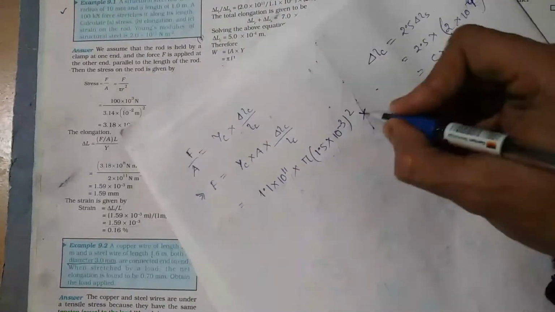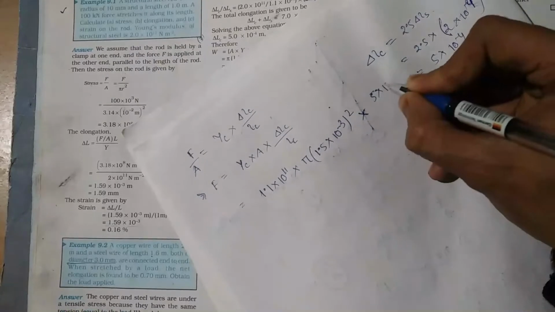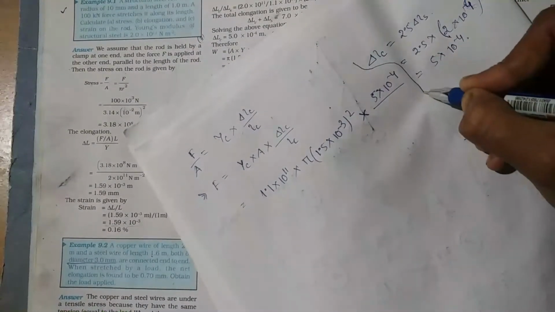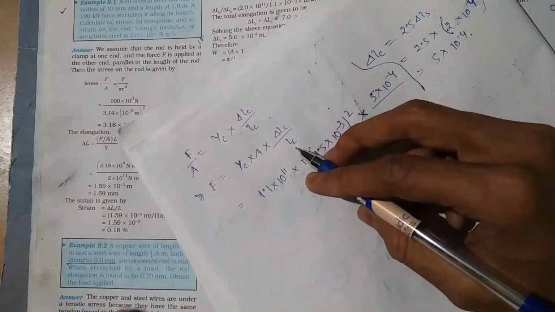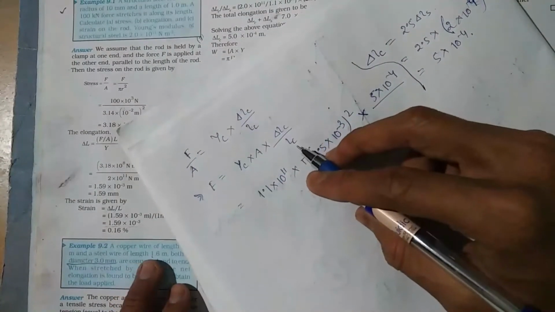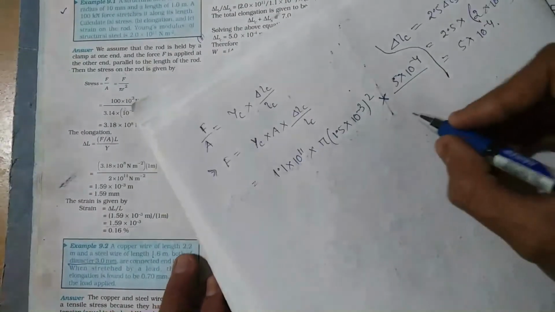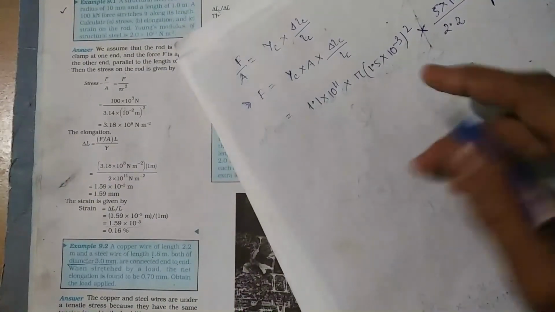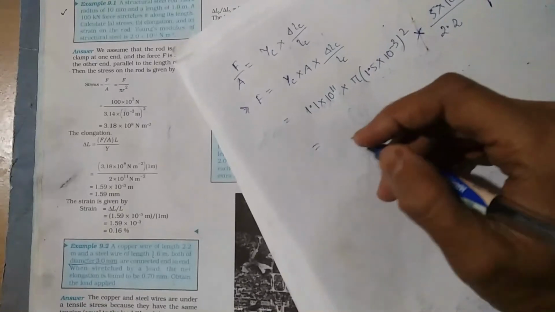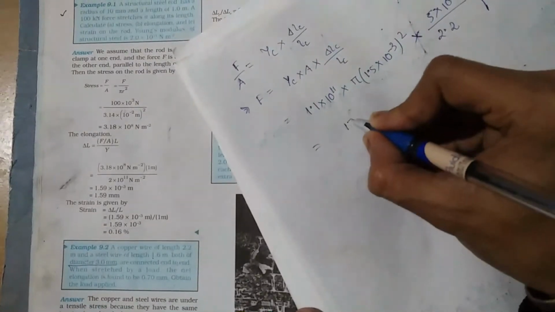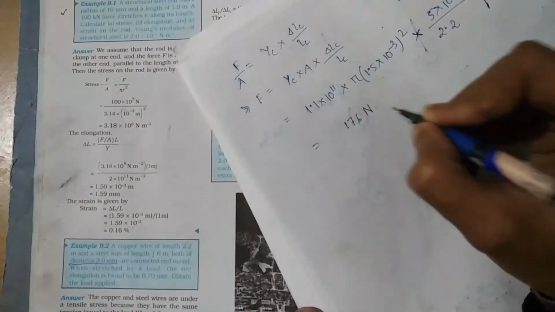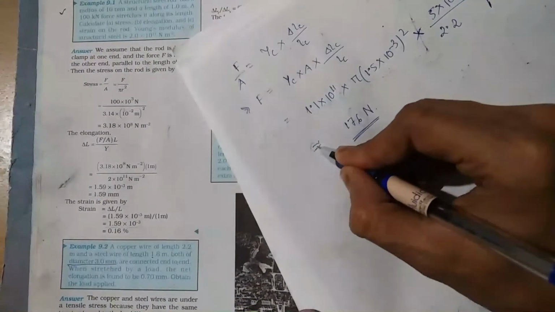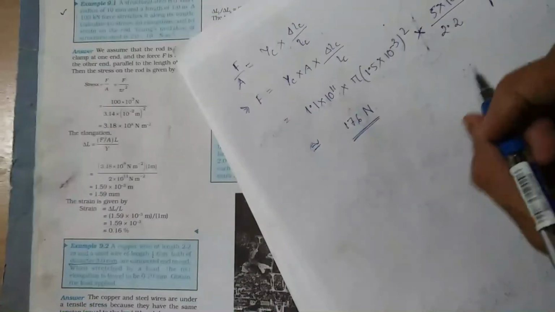So multiplying it with 5 into 10 to the power minus 4 divided by the original length of the copper wire, that is given to be 2.2, and if we calculate this equation, then the answer will come to be 176 Newton, approximately 176 Newton.